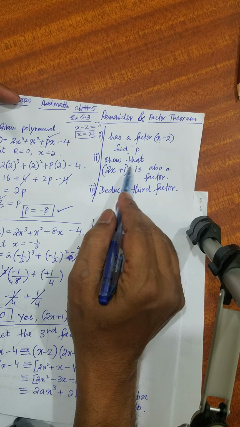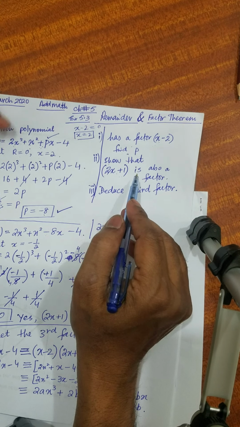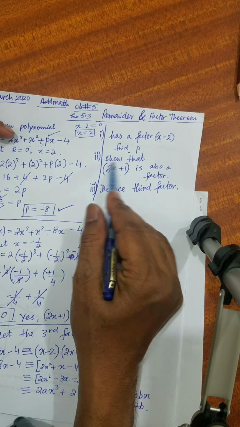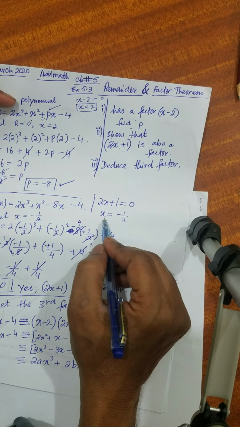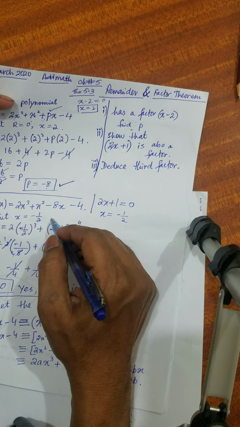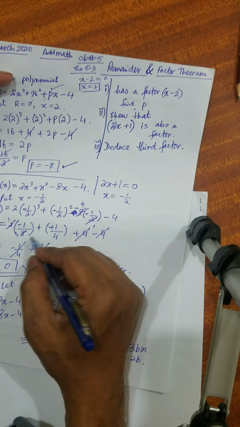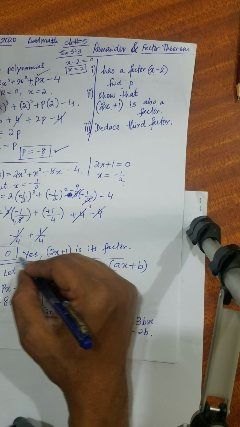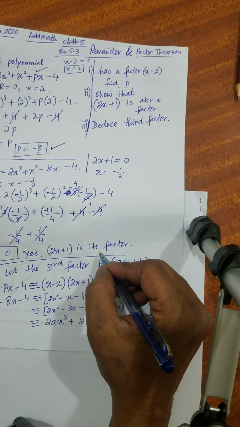Second part, we were asked to show that 2x plus 1 is also a factor. So as it is also a factor, we must have the remainder 0. So we will again treat this as a divisor, find out the value of x from it. 2x plus 1 is 0. We found that the value of x is negative half. We will plug in the value of negative half in the same expression, and we'll simplify it. We found that all the numbers are simplified, and then again we found the remainder 0.